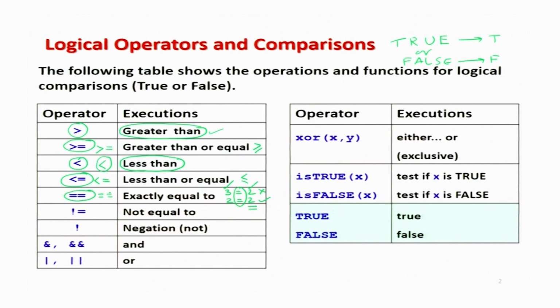This will indicate whether the two values are exactly equal. And in case I want to compare for not equal to, which is indicated in mathematics by this symbol, this operation is done by an exclamation sign and an equal to sign like this.